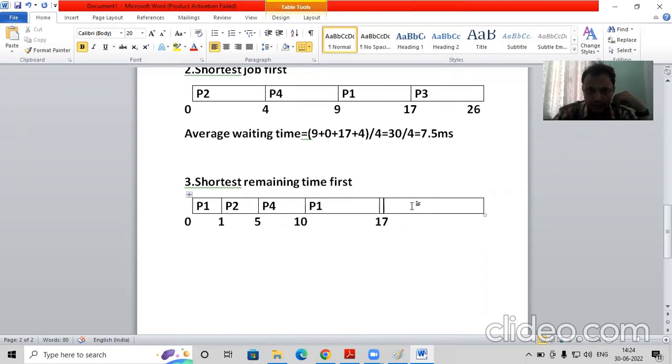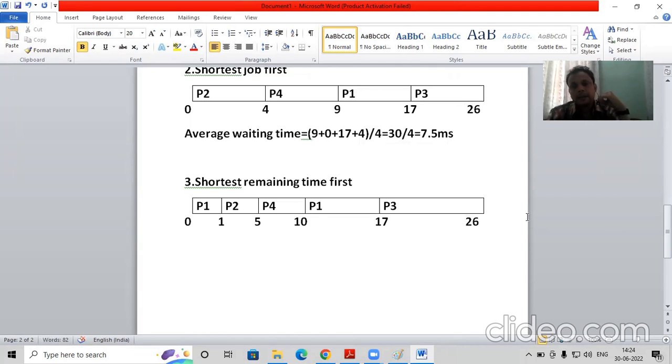And here P3, the last process P3, will take 9 milliseconds. So 17 plus 9, 26. It is 26 millisecond time.